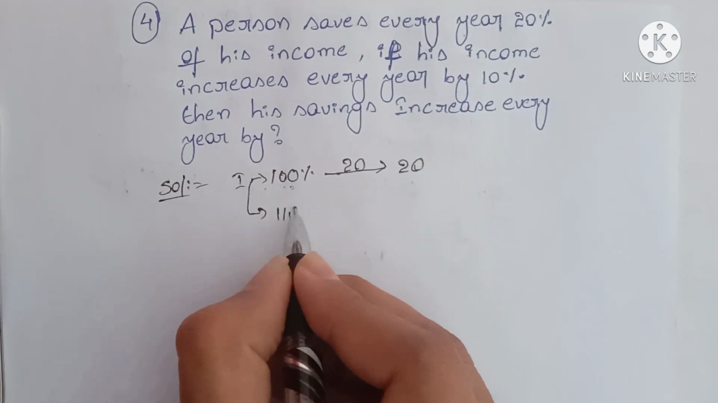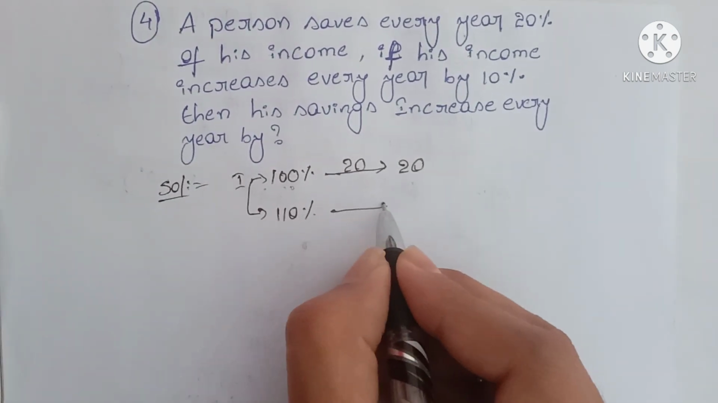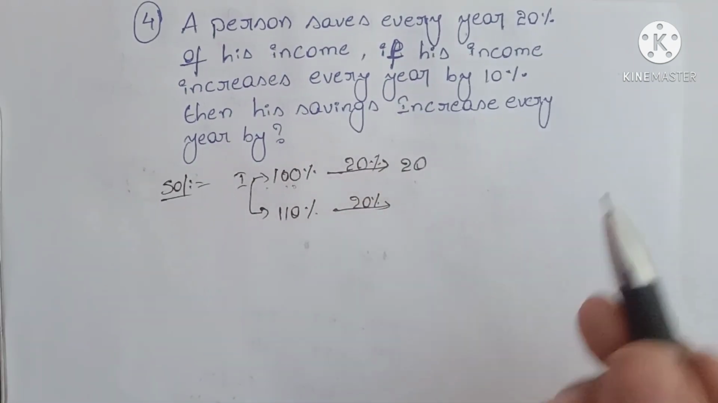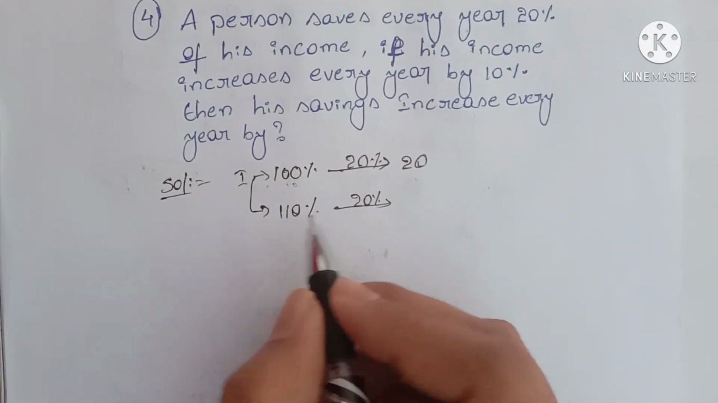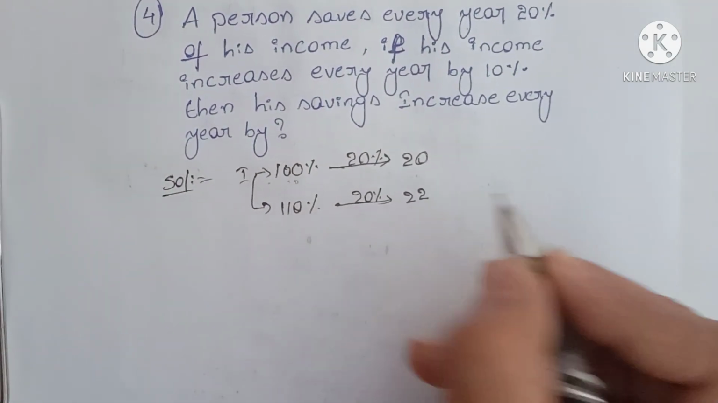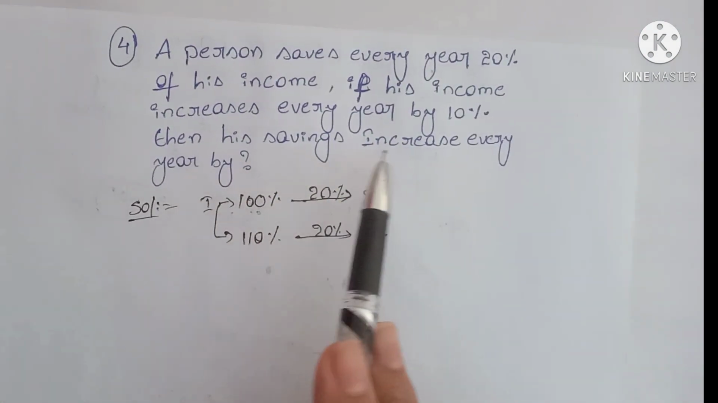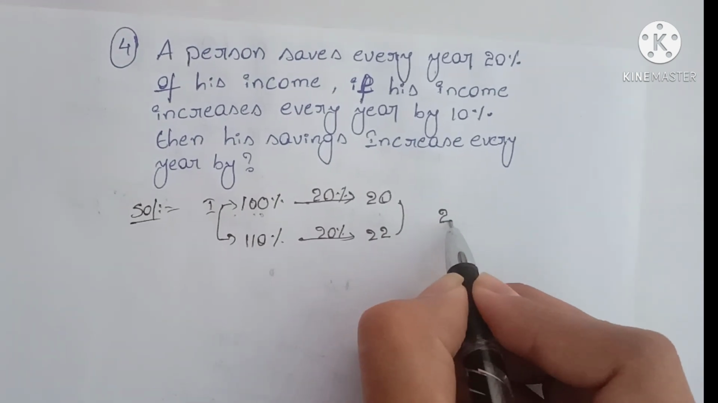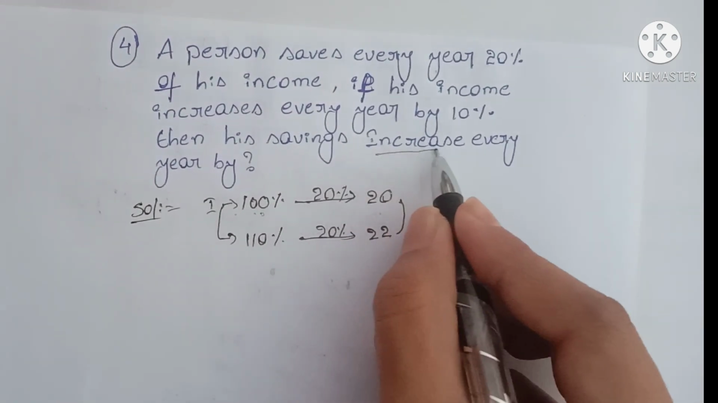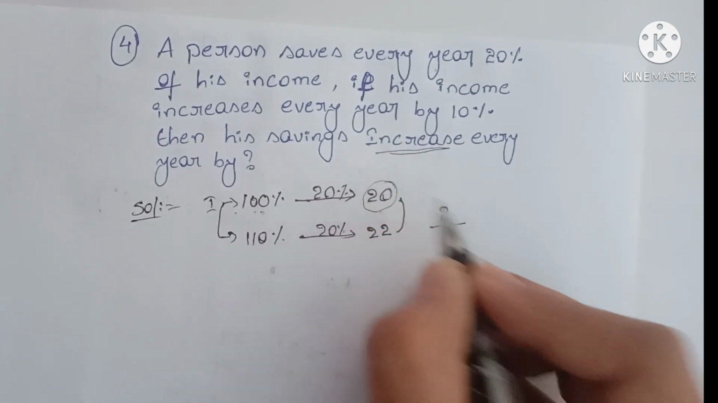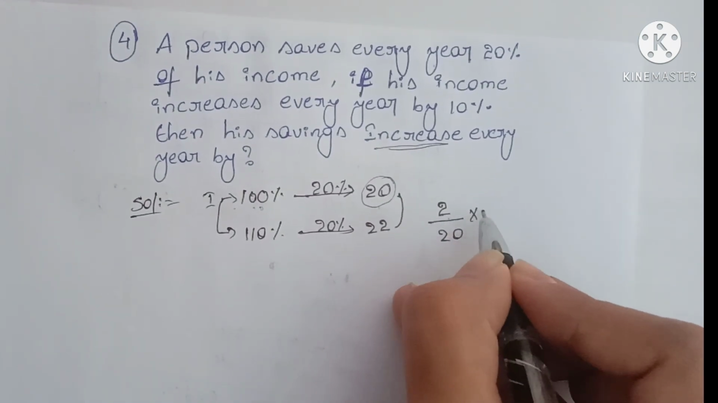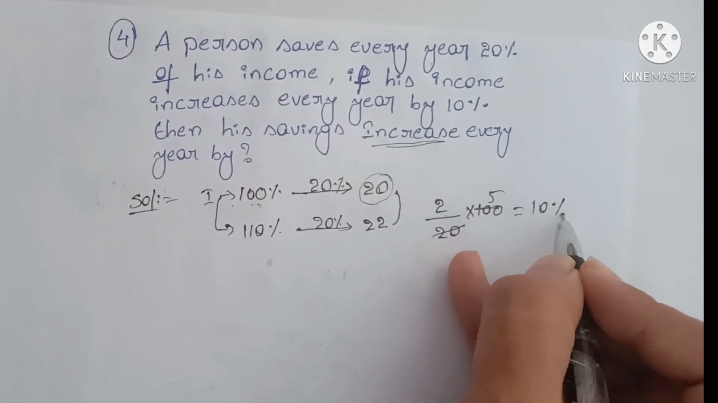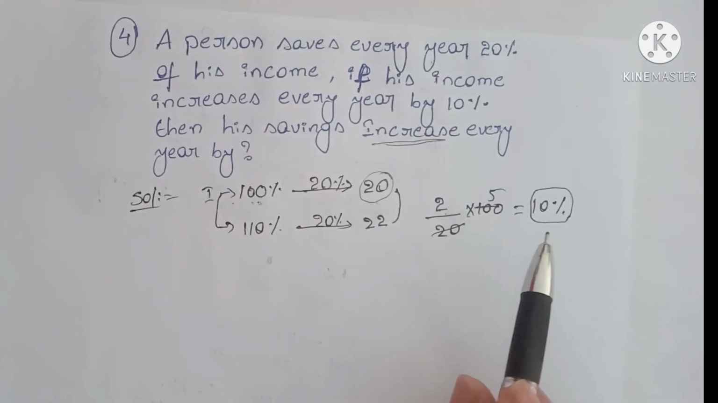So 110%. Then he saves 20%. Saving is same 20%, right? 20% of 110. We get 22. Then his savings increase every year by what? Difference is 2 divided by. He is asking increase. So we take less value. 2 by 20 into 100. That equal to 10%. His savings increases every year by 10%.